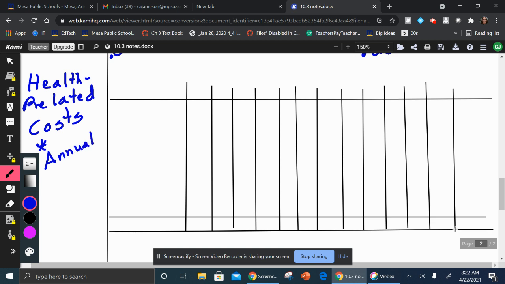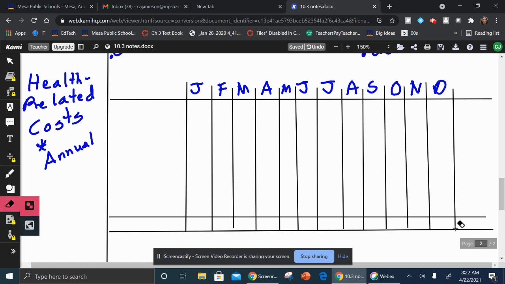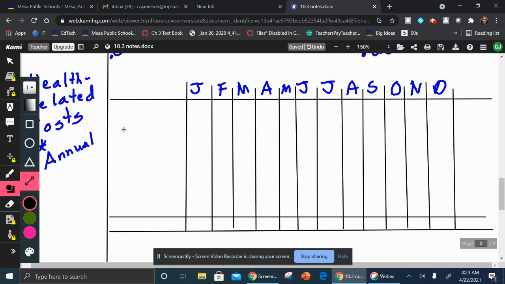Okay, so we can look at it like this. So January, February, March, April, May, June, July, August, September, October, November, December. Okay, so we have all our different things that we're looking at. Should have added more lines.